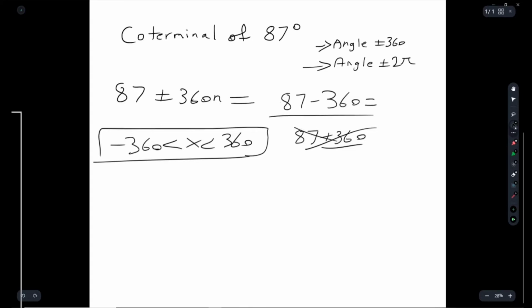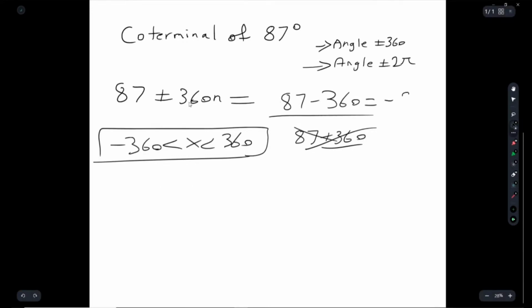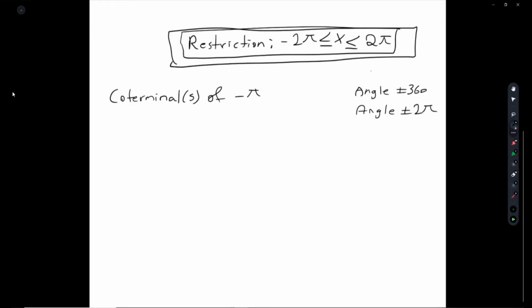So now we get the calculator. 87 minus 360. Negative 273. And that's our only coterminal angle based on this restriction. So here once again they're asking us for the coterminal, but this time it's in radians. So following our radian rule this time, because it's in radians, it's negative pi plus or minus 2 pi.